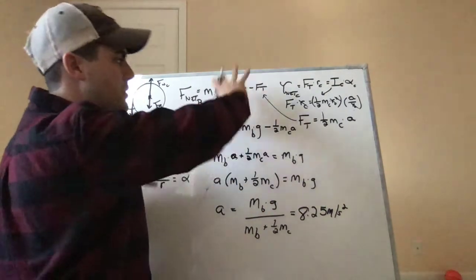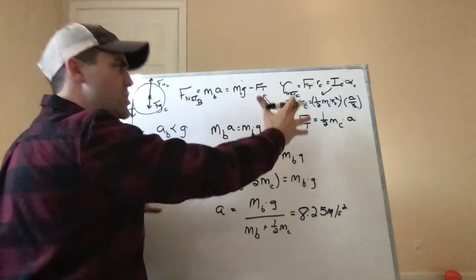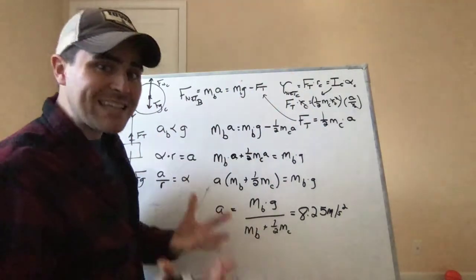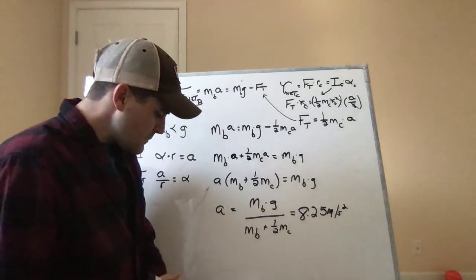2 equations, 2 unknowns. I work them out. I use a bridge equation, and I solve for my acceleration. That's 2B. How about 2C?